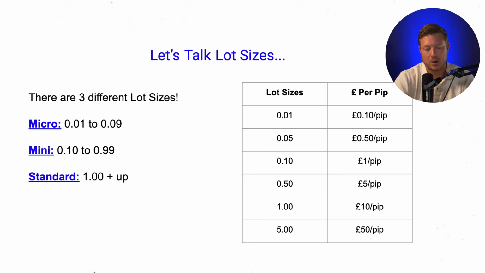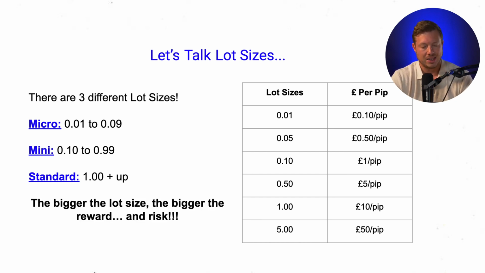So that would be £1 to £9.90. And then you've got standard, which is 1.00. That's £10 and up. So you can see on the right-hand side there, if it was 5.00, it'd be £50. If it was 0.5, it'd be £5 per pip. If it was 0.50, it'd be 50 pence per pip. So this is how we understand the game in this.